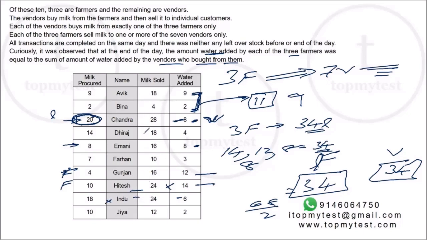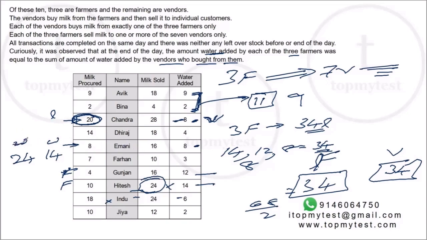So Chandra cannot buy from Indu. Can Chandra buy from Hitesh? If Chandra buys from Hitesh, out of the 24 liters sold by Hitesh, 20 is sold to Chandra. So Hitesh has 24, out of which 14 is water.